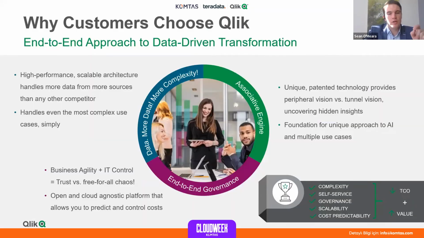So why do our customers actually end up choosing us over our competitors? So first, it's really critical what we offer. I've showed you just now, we're just way more than visualizations, more than dashboards, and more than data replication and movement. We facilitate data-driven transformations.